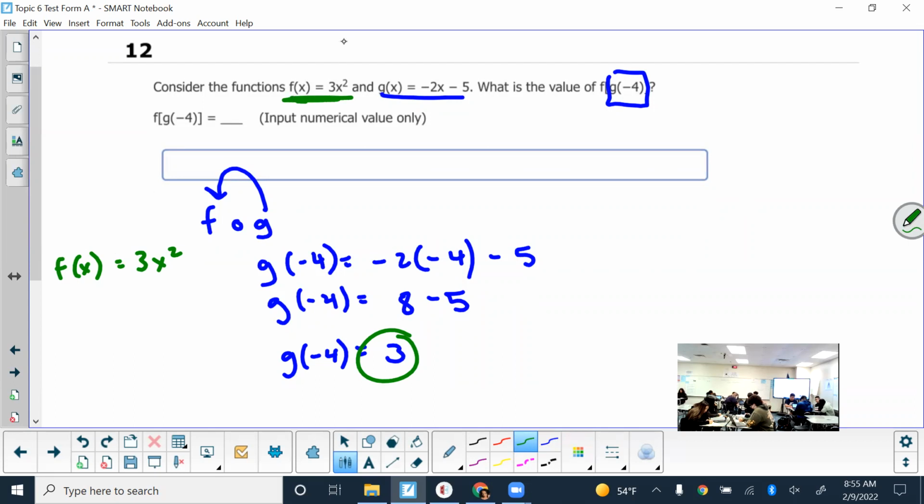So the function we get from the problem, and the number we get from plugging in -4. So x is now going to be 3. Questions about this so far? Is it making sense?